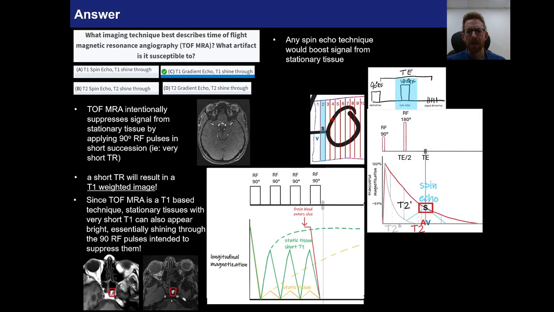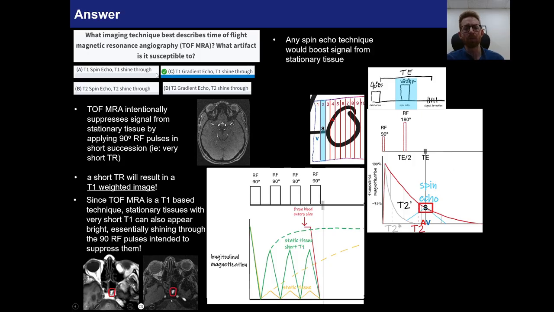because the spin echo sequence would do the opposite of what we want. It would boost signal from the stationary tissue. We want to suppress signal from the stationary tissue, and we want bright signal in the arteries. And spin echo is associated with dark signal in the arteries. So it can't be a T1 spin echo. It's going to be a T1 gradient echo.